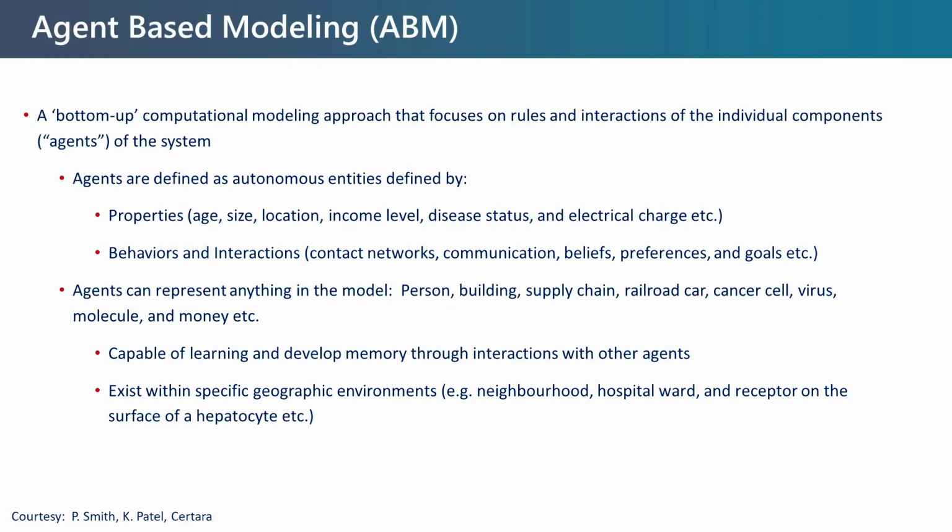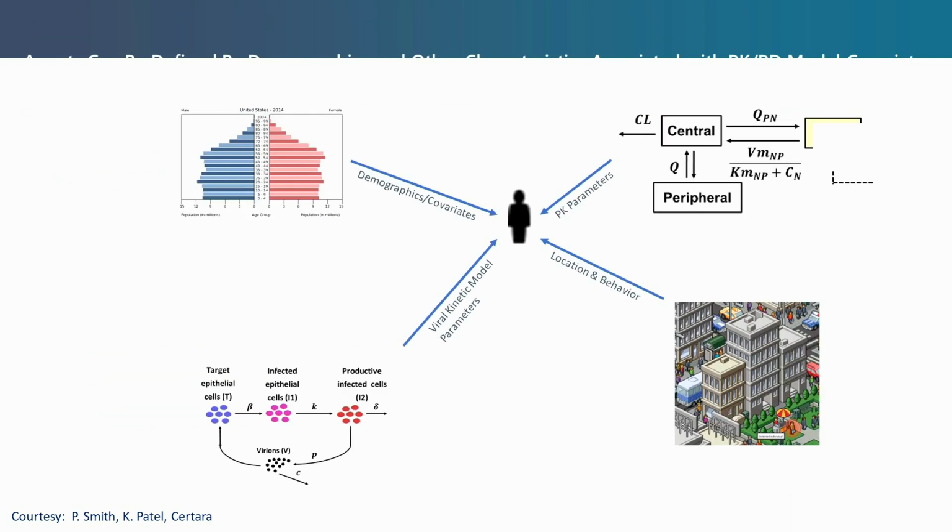There is also an agent-based modeling approach, which is a bottoms-up computational modeling approach that focuses on the rules and interactions of the individual components of the system. Now, agents are defined as autonomous entities. They could be defined as properties, behaviors, or interactions. And agents can represent pretty much anything in the model: a person, a building, a railroad car, a virus, cache, etc. And agent-based modeling is very commonly applied in epidemiologic circumstances.